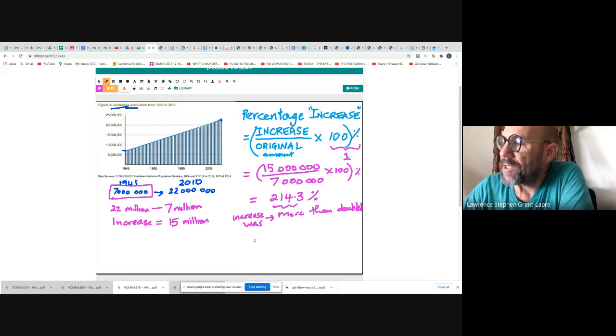Okay, so that's the percentage increase. It went from 7 million to 22 million, and if it increases by 100%, it'll go up to 14 million. If it increases by 200%, it'll go up to 21 million. Remember, increase by 200% does not mean double. Increase by 100% means double, so careful with that.